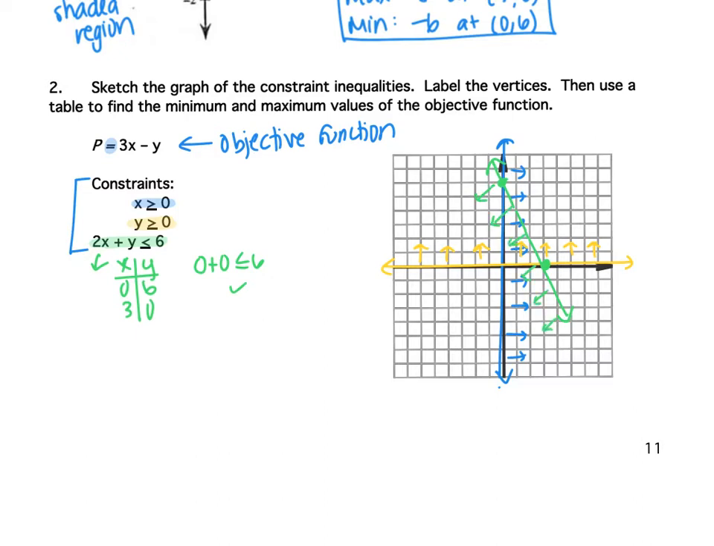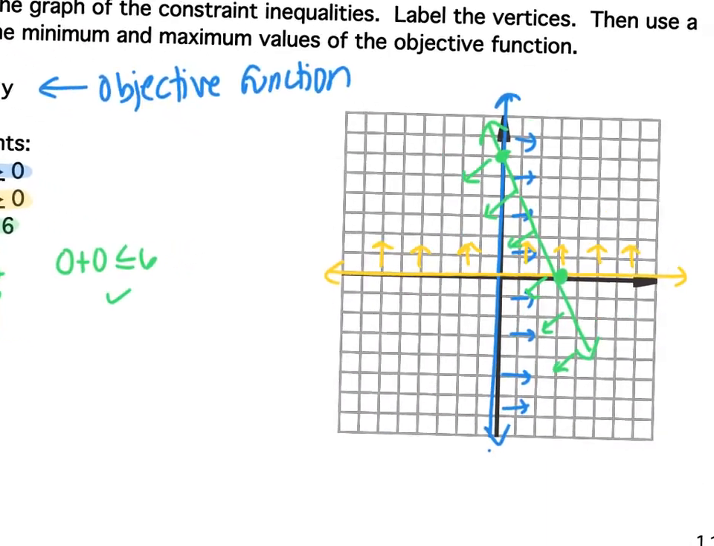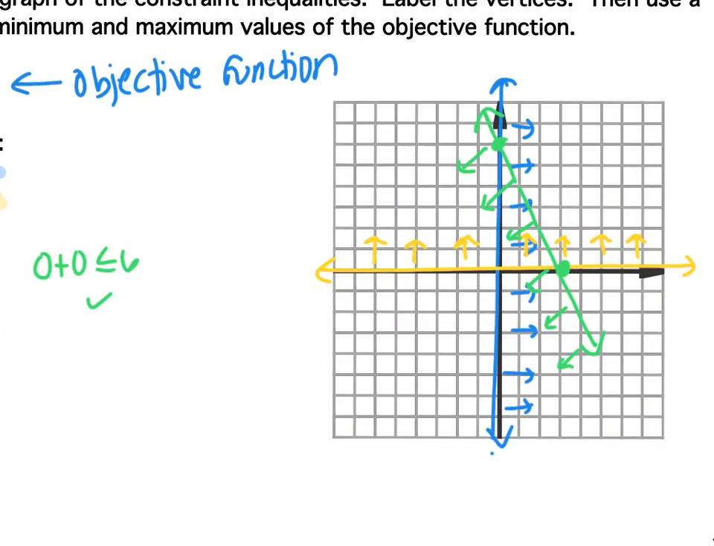Okay, so now I have to figure out where all of those shadings intersect. I can see that they all intersect in this triangle. That's where they all overlap. So that triangle, like above, is called the feasible region.